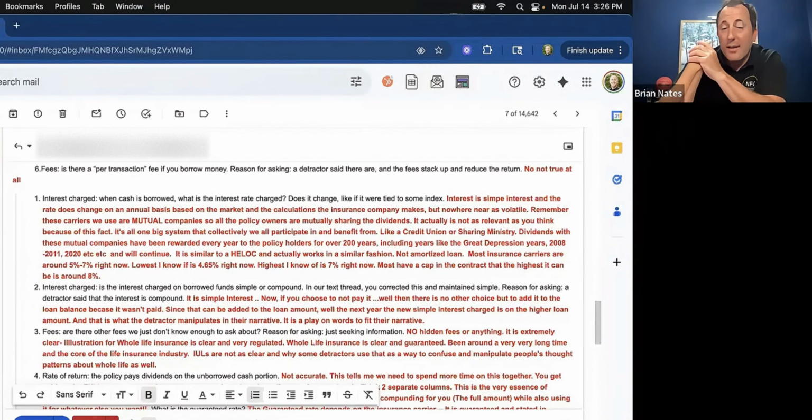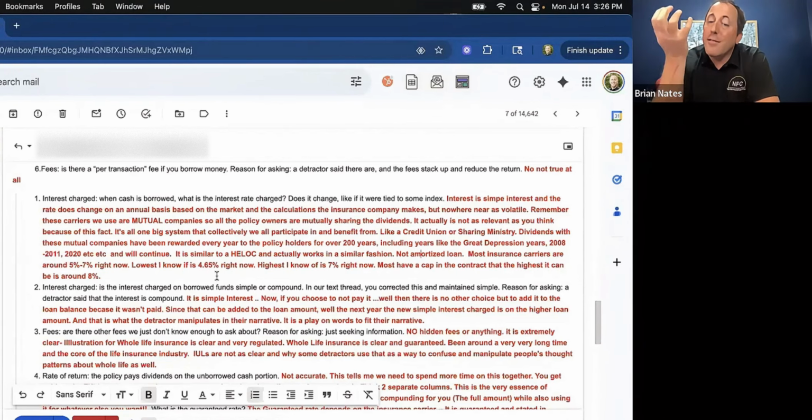I do know of someone that's less than 5% still, right? 4.65. But typically the ones that have a lower interest rate on the loans typically have a little less dividends too. So it's kind of all relative. It's all washing away, right? The highest interest rate that I know of right now is 7%.